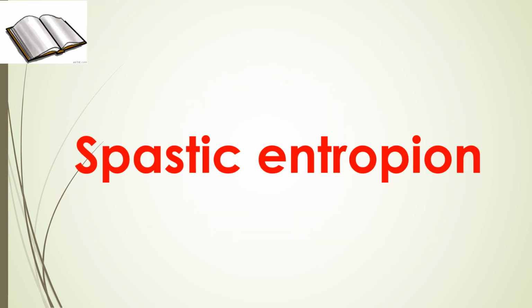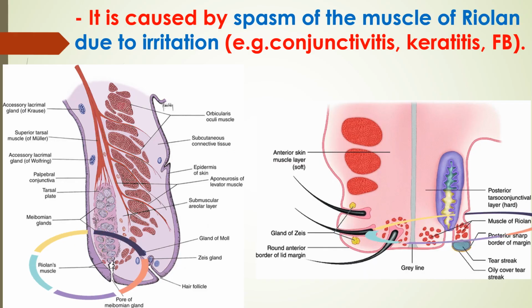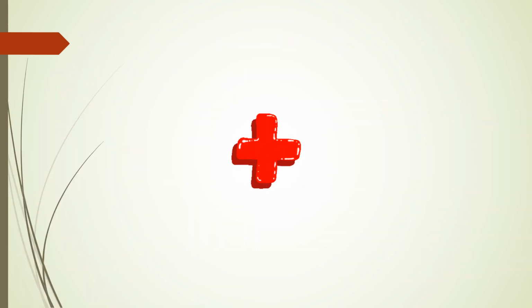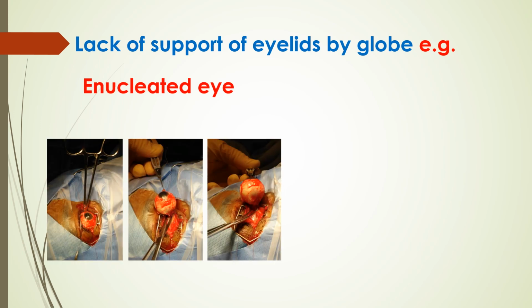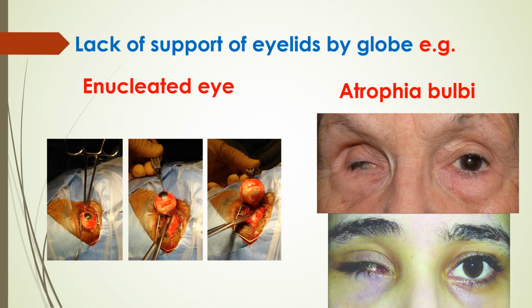The spastic entropion is caused by spasm of the muscle of Riolan due to irritation, for example, due to conjunctivitis, keratitis, or a foreign body, plus lack of support of the eyelids by the globe. For example, in enucleated eyes and in atrophia bulbi.